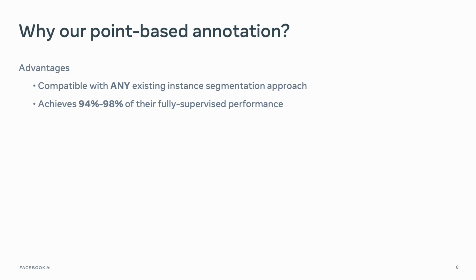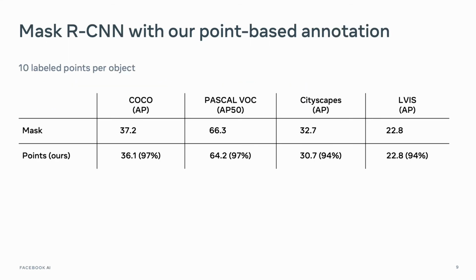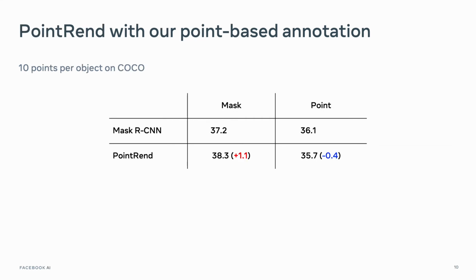Besides simple-to-use point-based annotation, it also gives strong performance. We find models trained with our point-based annotation achieve 94 to 98% of their fully supervised performance. Our point-based annotation also generalizes to different datasets with different scales as well. As shown in this table, Mask R-CNN trained with our point-based annotation works well on COCO, Pascal VOC, Cityscapes, and LVIS datasets. Our point-based annotation is also compatible with different instance segmentation algorithms. However, we observe more performance drop with the PointRend model than the Mask R-CNN model.